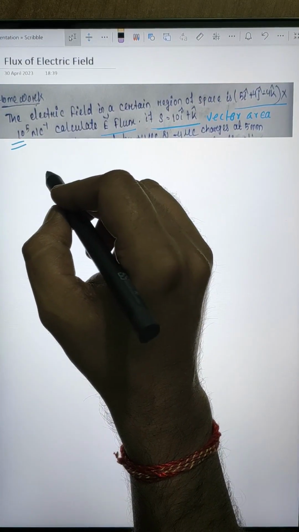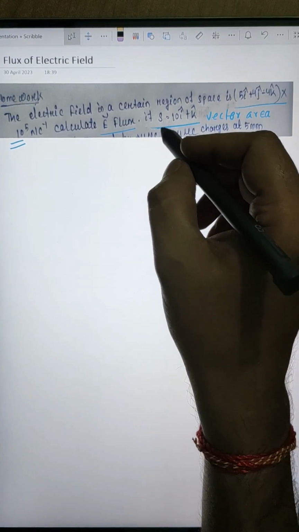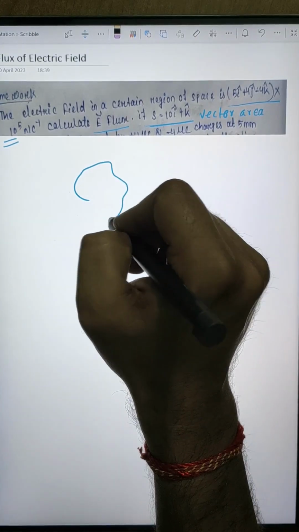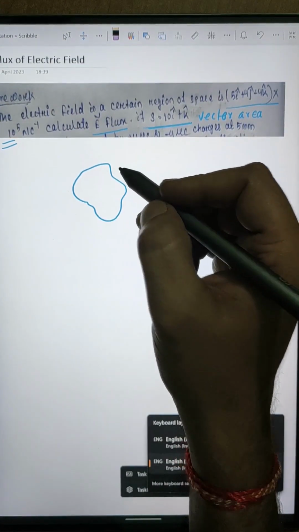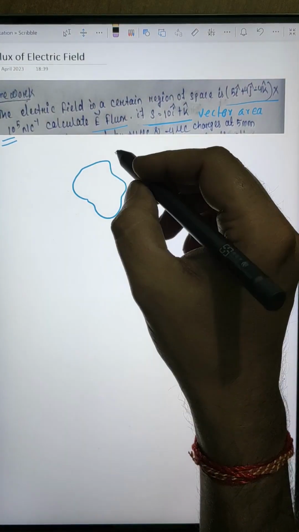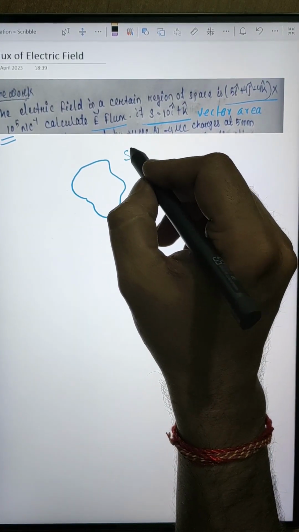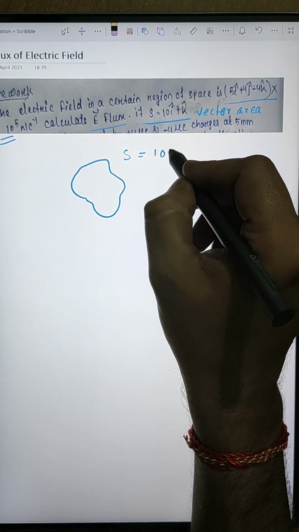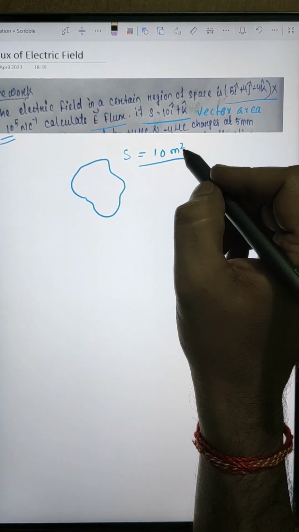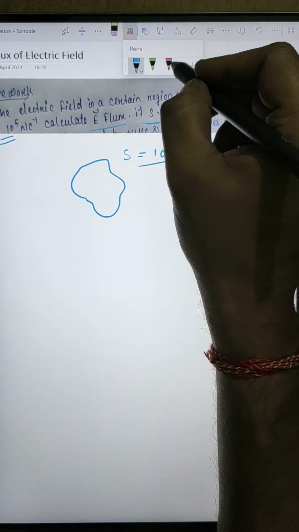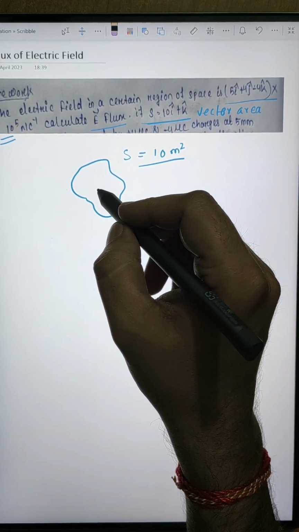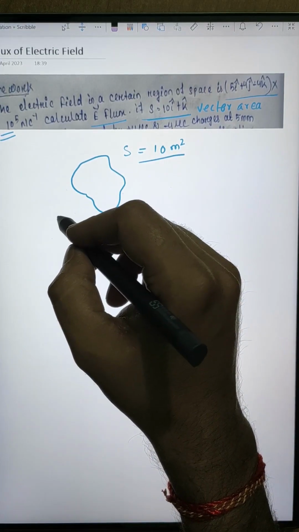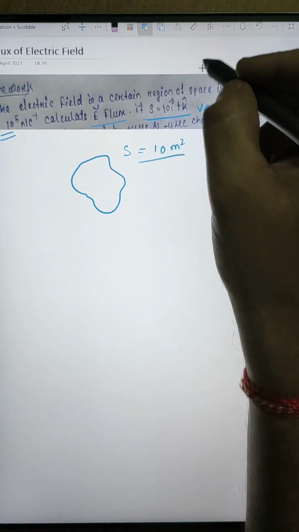Simple thing. So basically, before we discuss the concept of flux, let's understand the concept of vector area. If I have, for example, an area like this, let's suppose this area is S. But then you might wonder, what is the vector? Let's suppose S is equal to 10 meters square. That's the area that we are used to. But the vector area is basically taken with the normal direction. Normal to this area would be a vector. Let's say I draw a normal like this.